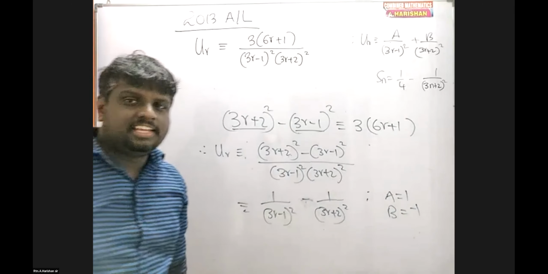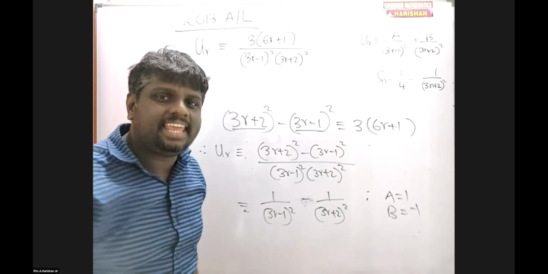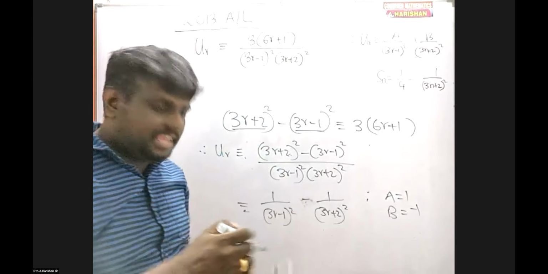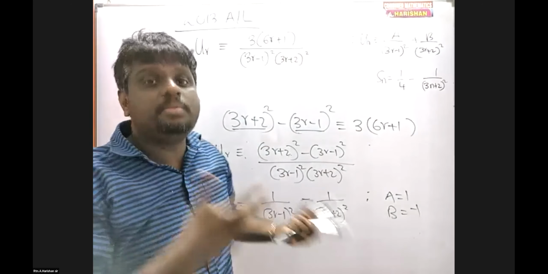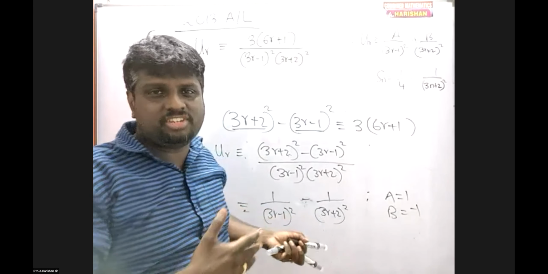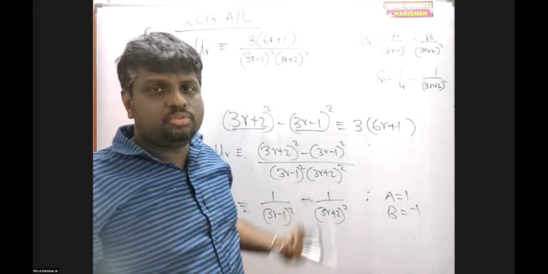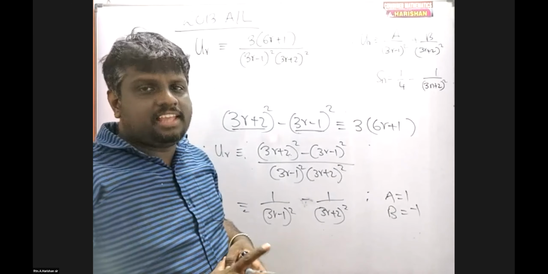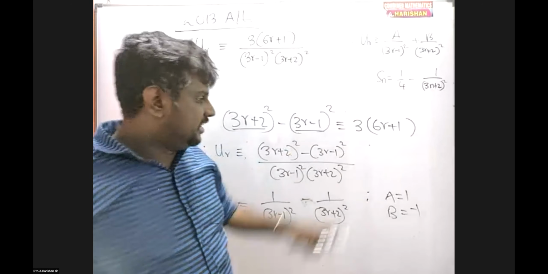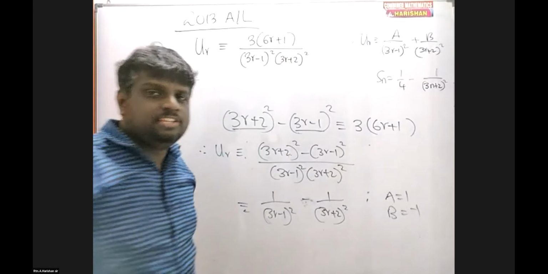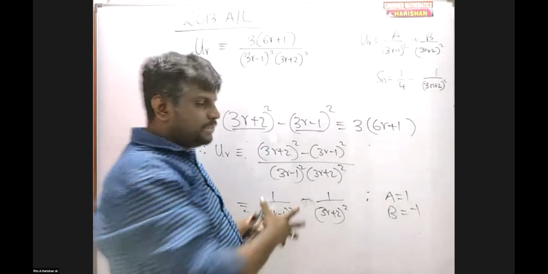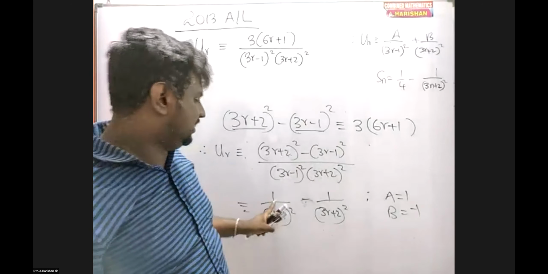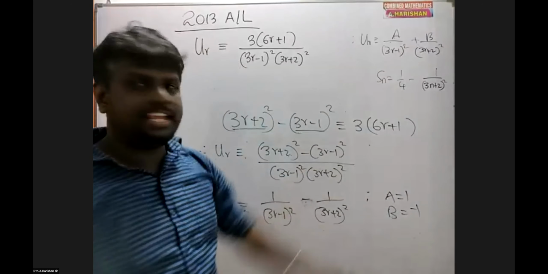That's it. In the normal method, if you don't know this technique, you will equate this Ur to this, cross multiply, and equate the coefficients. You can't put values for r because r is not a fraction, r is not a negative number. So r is always a positive integer. So you have to equate the coefficients and get the answers for A and B. Definitely it will be A equals 1 and B equals minus 1. In this method, this is easiest because I express the same thing here. So A must be 1 and B must be minus 1.